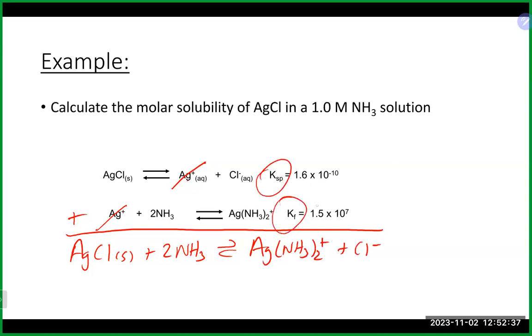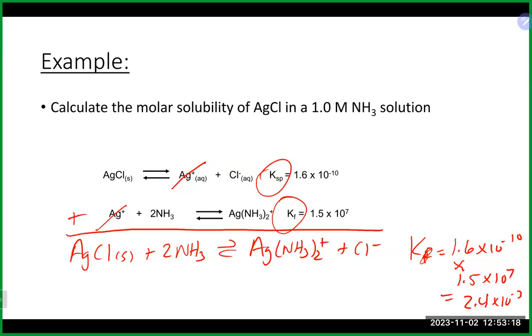KSP, KF, are they really different? They are not. They're equilibrium constants. Doesn't matter what the little subscript is. They're all the same. So you can multiply these guys together to get the K value here by taking 1.6 times 10 to the minus 10 times our 1.5 times 10 to the 7. Going to give us actually 2.4 times 10 to the minus 3. So just because they're different K's, you can still multiply them together because they are just K values.